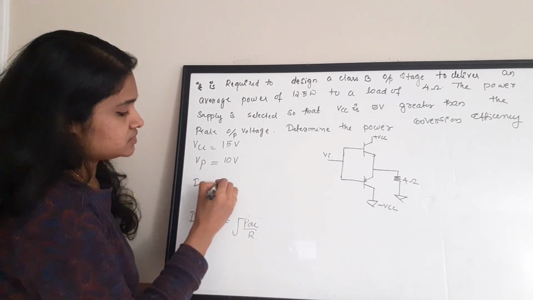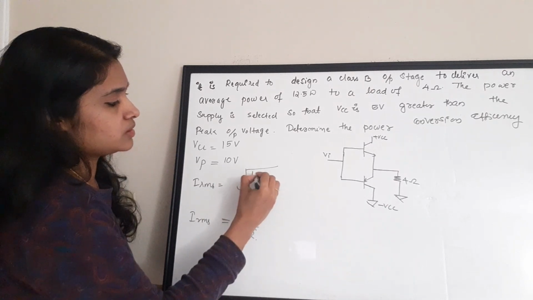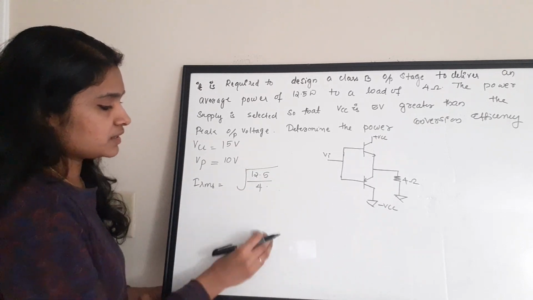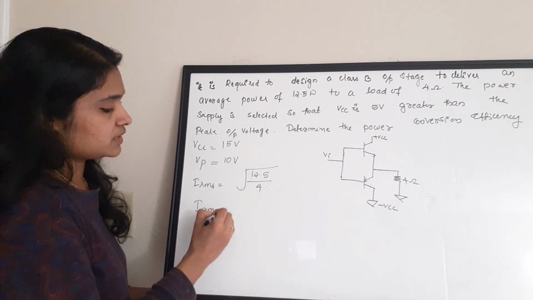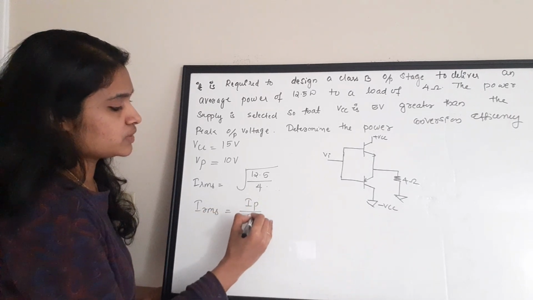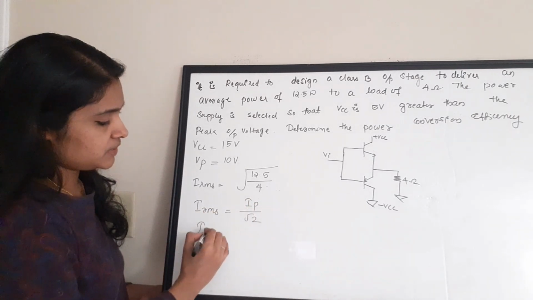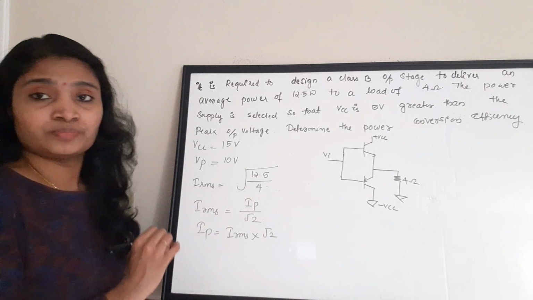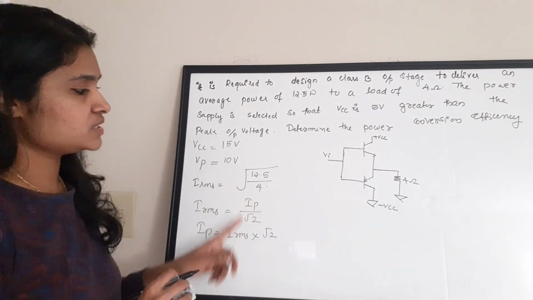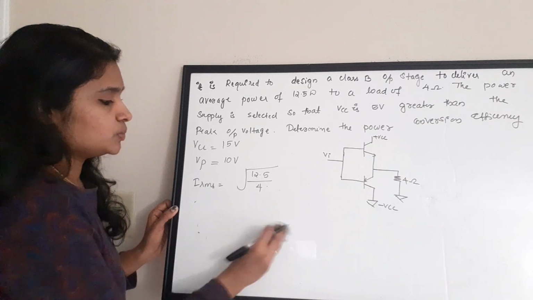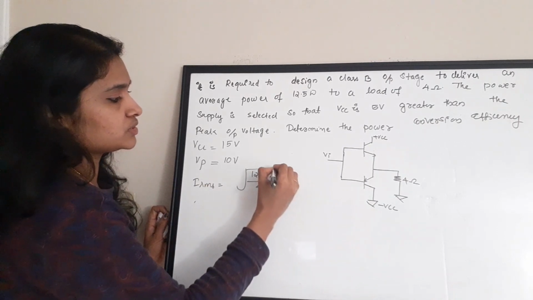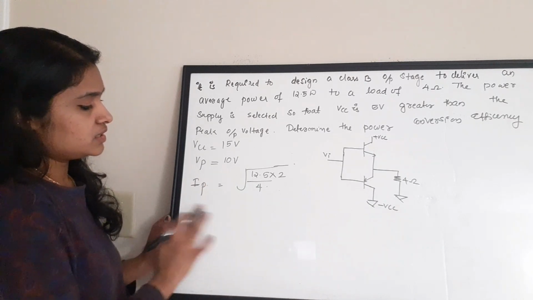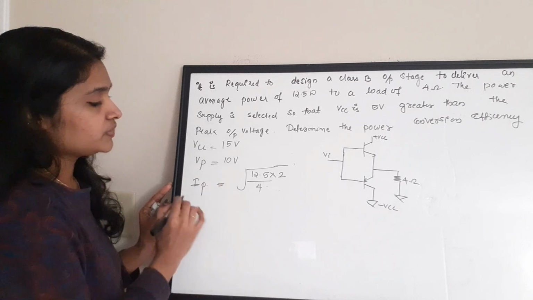I RMS is equal to square root of PAC is 12.5 by 4. We'll keep it as it is. Next, what is the peak current? Again, use a relation. I RMS is equal to I peak by square root of 2. So I peak is equal to I RMS into root 2. I RMS is already known to us. So into root 2 means you can put that inside the square root. Okay. So this is not RMS, this is a peak value. Okay. So this is the peak value of your current.